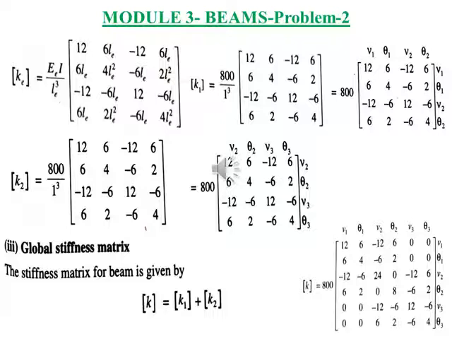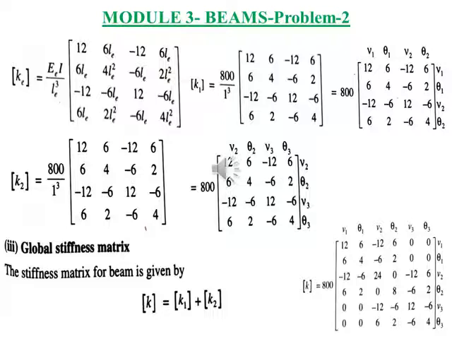Similarly K2 also will be same because the length is same, modulus of elasticity is same and moment of inertia is also same, hence the K2 value also will be equal to K1. Now while generating the global stiffness matrix, we have to add both K1 and K2. It is clearly observable that node 2 is common for both element 1 and element 2. Hence mu2 and theta 2 is present in both the stiffness matrices, that is K1 and K2. Hence these two mu2 and theta 2 will be added up in the global stiffness matrix.